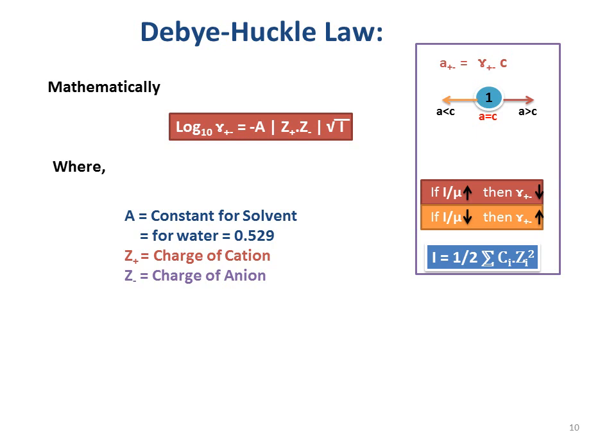Okay, below we have I is equal to 1 over 2 summation Ci into Zi squared. It is the mathematical formula for the calculation of ionic strength. Basically, it sums up over both ions. Ci means the concentration of both ions, positive and negative, and Zi is the charges of both ions. Then their square is taken.